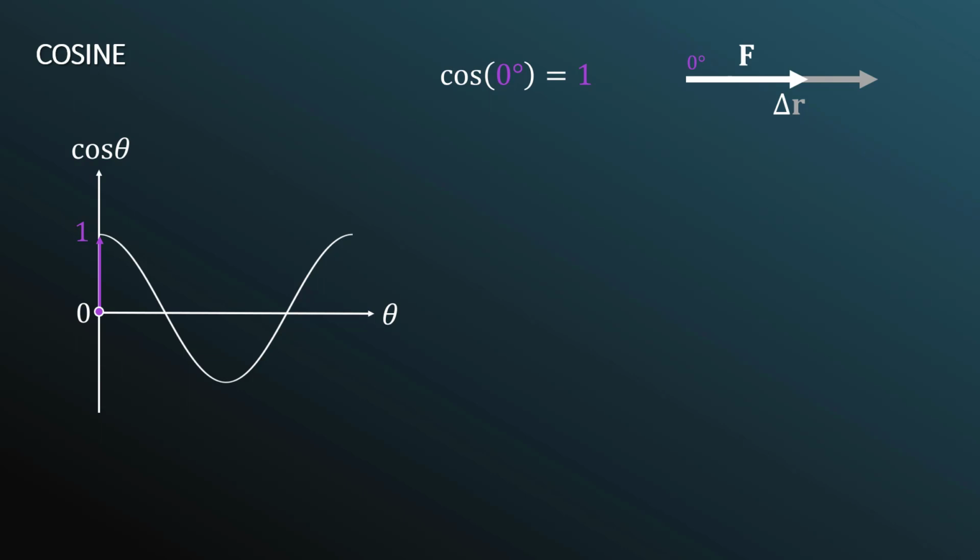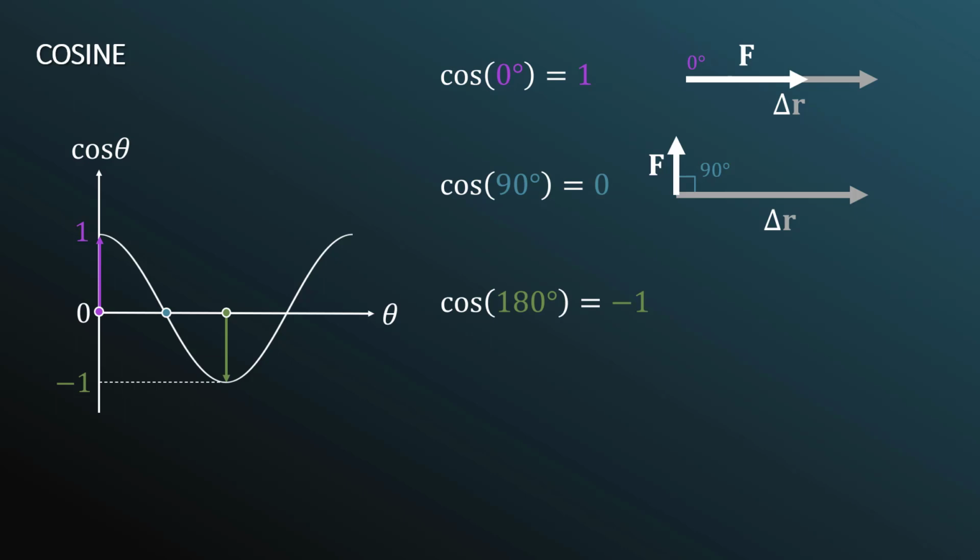What about cosine of 90? Cosine of 90 degrees is 0. If we look at the plot, we see the blue dot there. And this corresponds to a scenario where the force is 90 degrees to the displacement. Well, if cosine is part of our work definition, this means that if the force is perpendicular to the displacement, then cosine of the perpendicular angle of 90 degrees is 0, meaning the work done by this force in moving the object is 0.